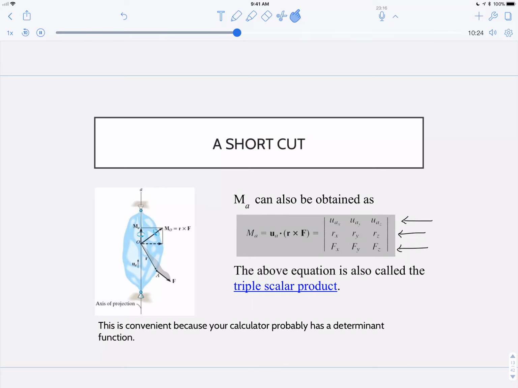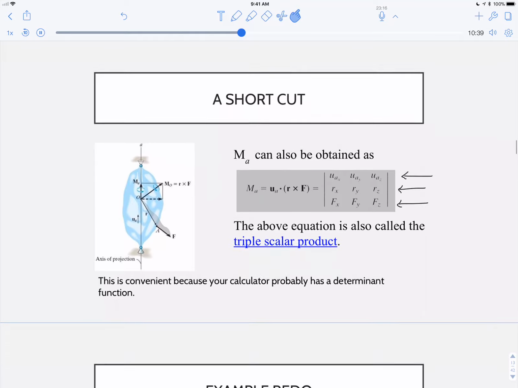Now, why would you want to do this? It's convenient because if you have a decent calculator, taking the determinant is in your calculator, and then you just type these 9 numbers and press the button and it'll come out. This is what it would look like.